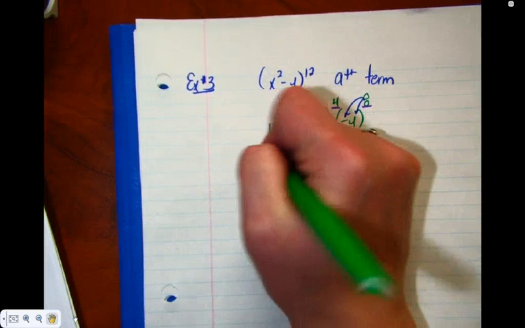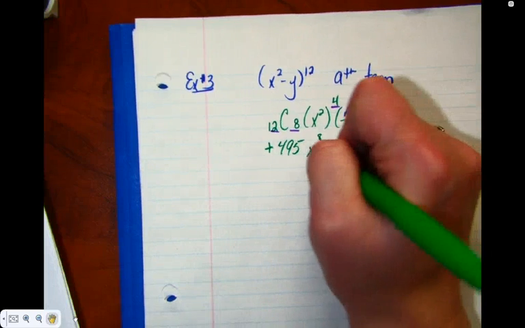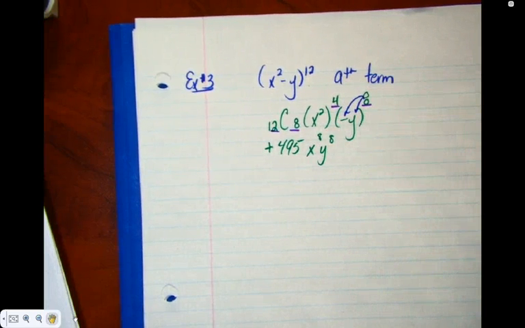So I'm going to put the plus here, which we normally wouldn't, but just so when you look back, that's what happened to that negative. We didn't just ignore him. And then y to the 8th is just y to the 8th. And so the 9th term has to be 495 x to the 8, y to the 8. Isn't that way easier than writing out all the terms?